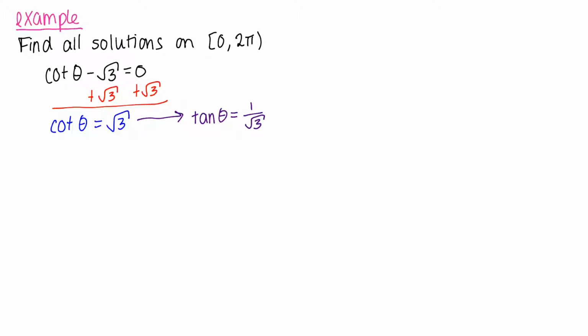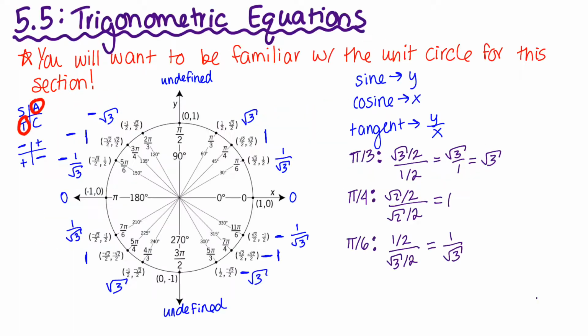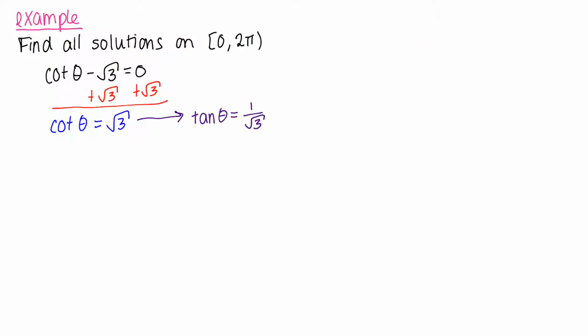So where on the unit circle is tan theta equal to 1 over root 3? So coming back to our unit circle, we are looking for 1 over root 3. So we see that right here, positive 1 over root 3, and then positive 1 over root 3. So that's going to be at pi over 6 and 7 pi over 6. So theta equals pi over 6 and 7 pi over 6. And those are my answers there.